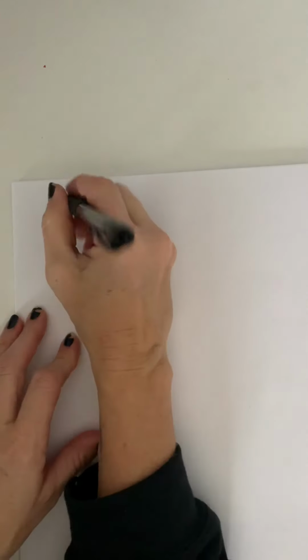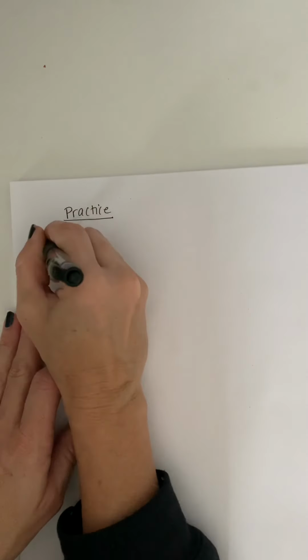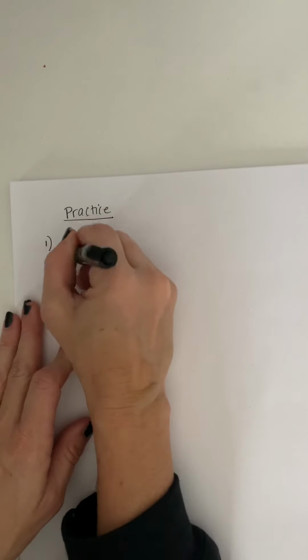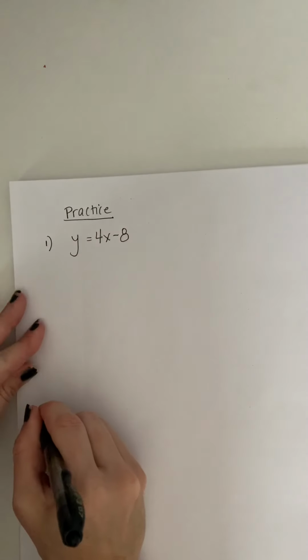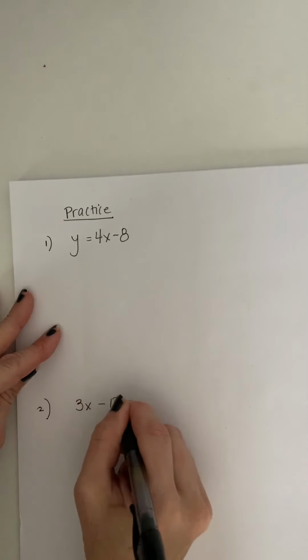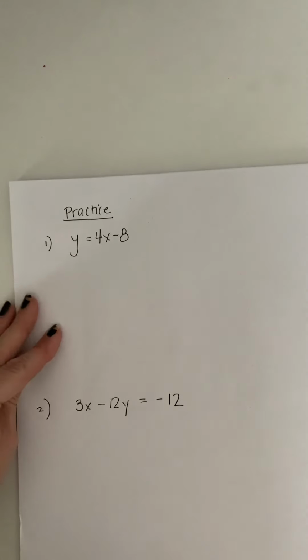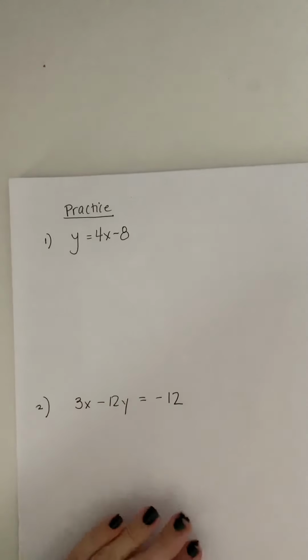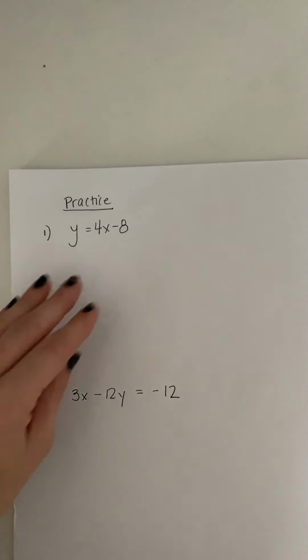Okay, practice a couple more. So let's practice this one: y equals 4x minus 8. And let's practice 3x minus 12y equals negative 12. Take these two, pause it, and then come back. Okay, I'm going to do the work now, but go ahead and pause it and come back.